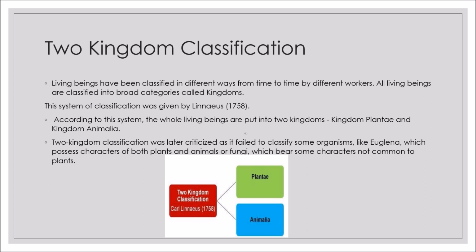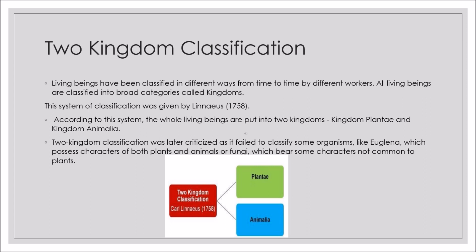This two kingdom classification was given by Carolus Linnaeus in 1758. According to his system, all the living beings are put under only two kingdoms: kingdom Plantae and kingdom Animalia.